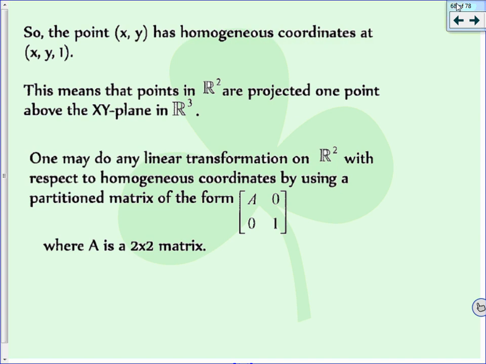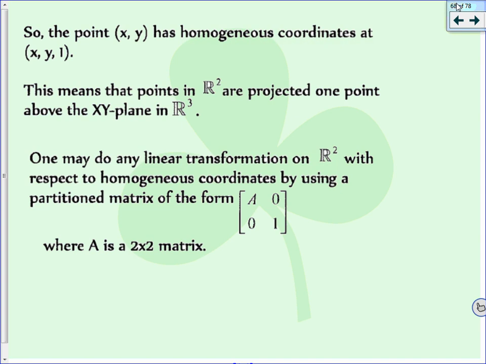So points in R2 are projected 1 point above the XY plane in R3. So we're first going to talk about how to map R2 onto R3 by just having it hover above the XY plane in R3. And so the transformation goes by taking a matrix in R2, that's matrix A, and now you are putting it into R3 by using a partitioned matrix where A is a 2 by 2, and then you just throw in a 0, 0, 1, and this then is a 3 by 3 matrix. So it's just kind of ingenious, it's almost genius mapping.